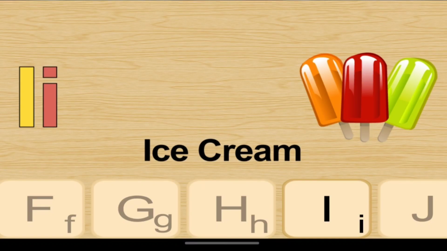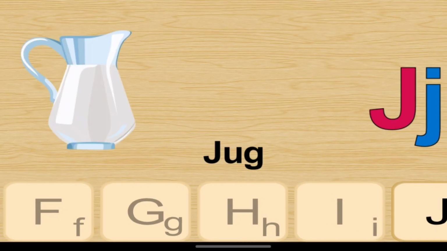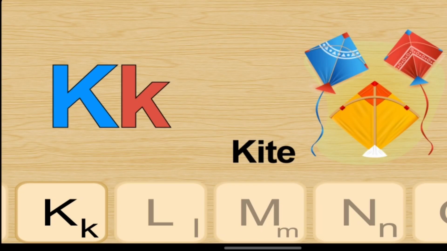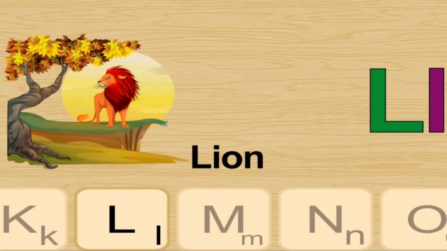I is for ice cream. J. J is for jog. K. K is for kite. L. L is for lion.